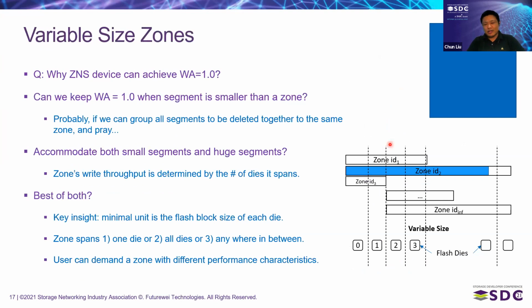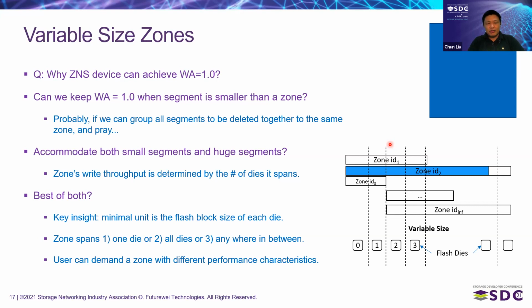Now onto variable size zones. One key advantage of adopting ZNS is the possibility to achieve write amplification of 1.0, the lowest possible. Why can ZNS achieve write amplification of 1? Because we always delete a zone as a whole. There's no internal copy forward or garbage collection. Thus, the device write amplification is 1.